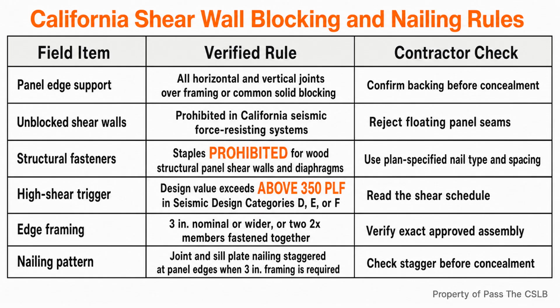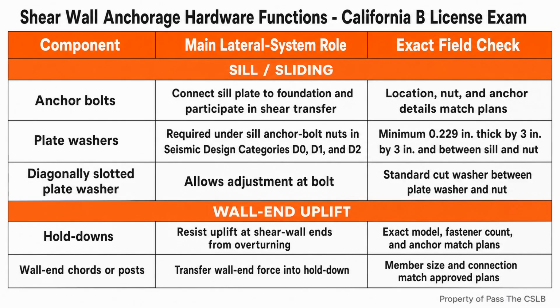In Seismic Design Categories D0, D1, and D2, the California Residential Code requires plate washers at foundation sill anchor bolts that are not less than 0.229-inch thick by 3 inches by 3 inches. The plate washer goes between the sill plate and the nut. If the plate washer has a diagonally slotted hole, a standard cut washer is placed between that plate washer and the nut. The hardware chart compares anchor bolts, plate washers, hold downs, and wall end cords by function and field check. I use it to stop a common mix-up.